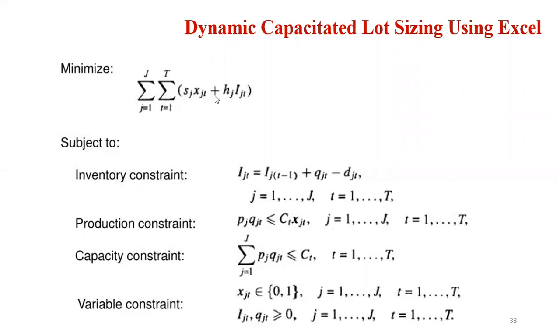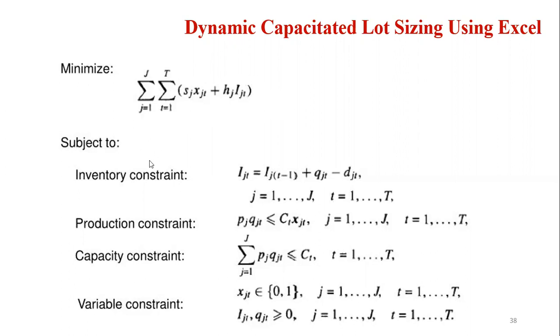Plus HJ indicates the holding cost per unit, and IJT indicates the inventory of a particular product in time period T. So this is the setup cost, and this is the inventory holding cost. Overall, we have a total cost which we want to minimize.